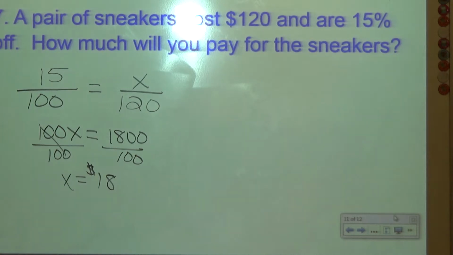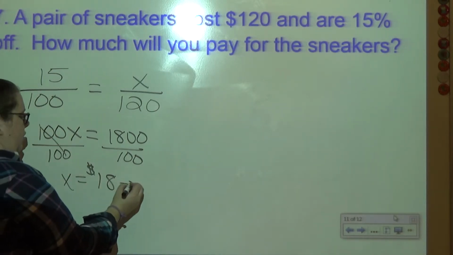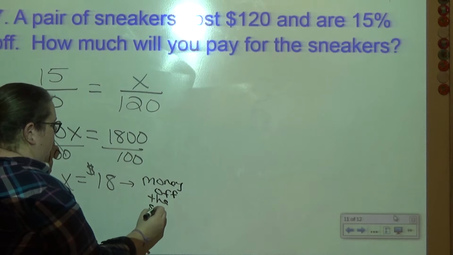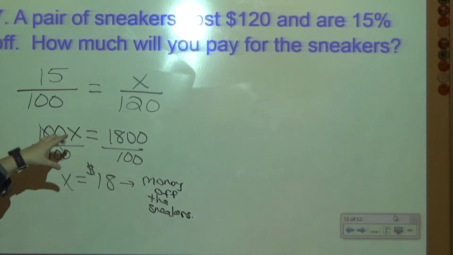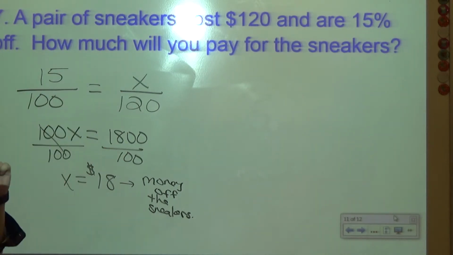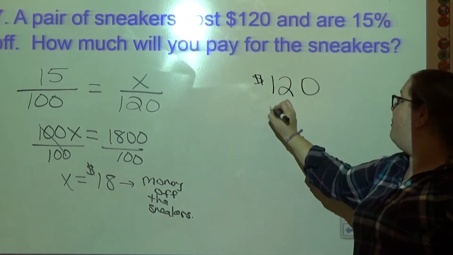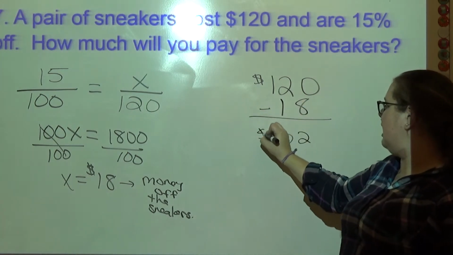So what does that number represent? Did we pay $18 for these sneakers? Does that make sense? 15% off. This represents the money off the sneakers. So how do we figure out how much we will pay? We have to take that away from that 120. So our answer is that $120 minus that $18 savings is $102. So that's how much we spend.